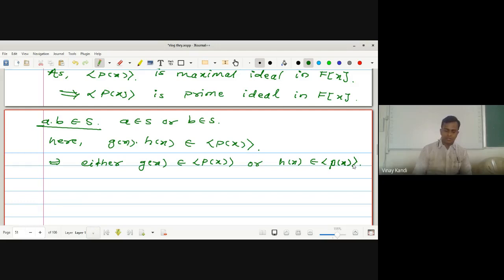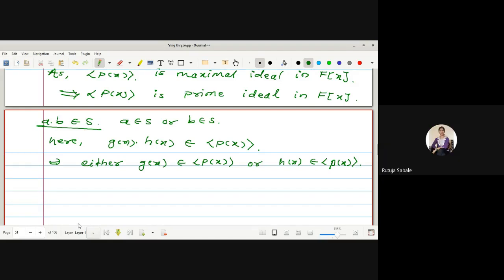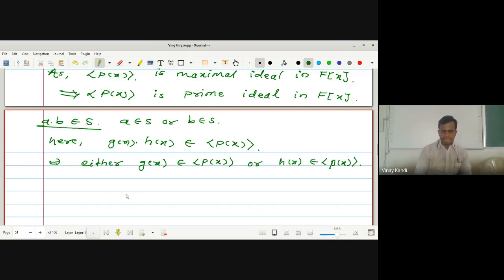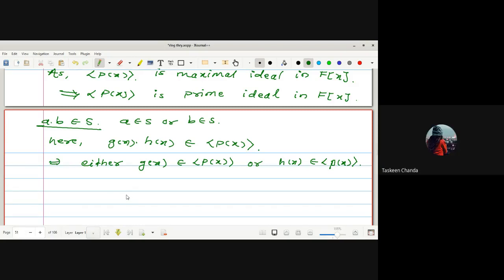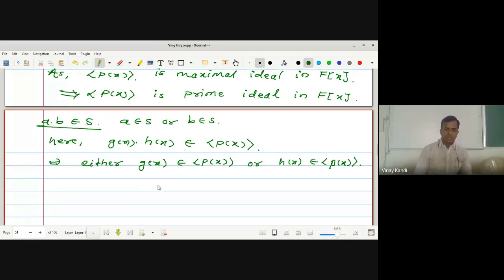Any doubt up to here? No, sir. Okay. Now look here. If suppose G of X belongs to the ideal generated by P of X, and H of X belongs to the ideal generated by P of X, what is the nature of this G of X and H of X?